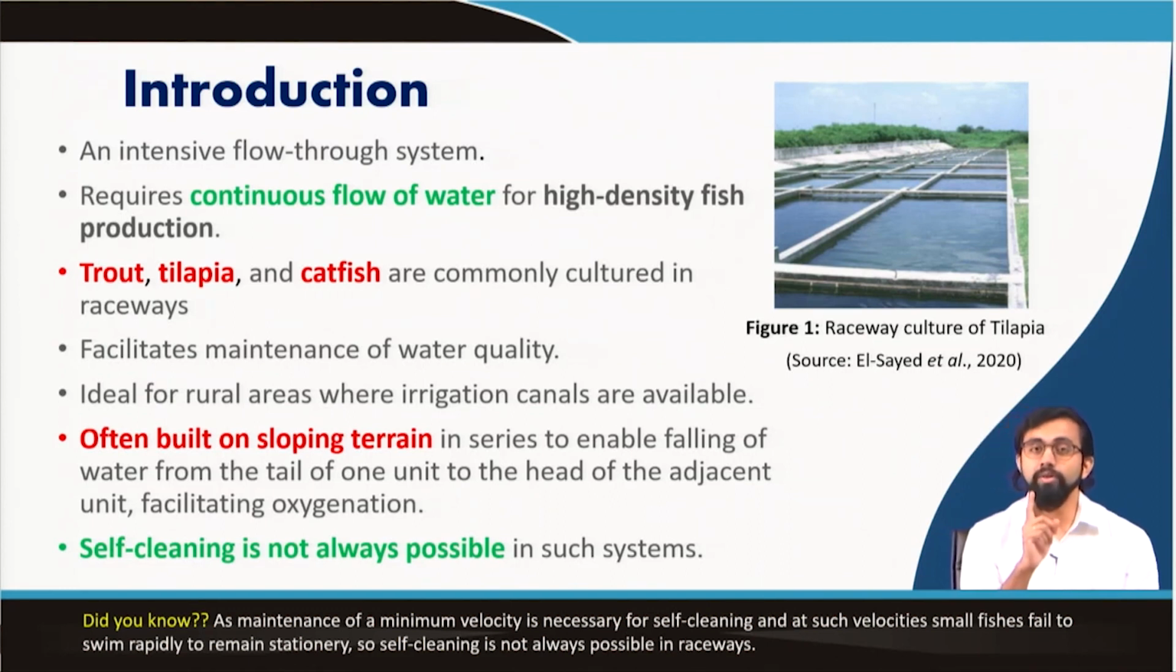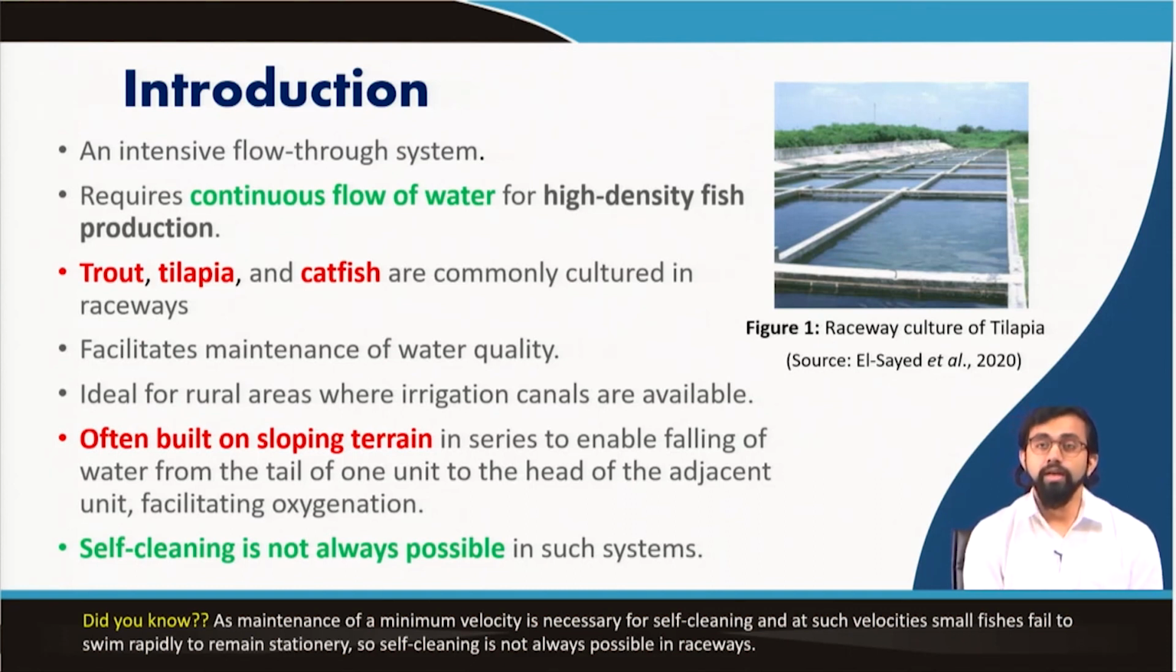There is one reason behind it: these species can withstand some minor environmental changes as well. Because in a raceway a continuous flow of water is being maintained, sometimes there is a possibility of some water deterioration, or some of the water quality parameters can deteriorate. In this kind of case, fish like tilapia and catfish can easily survive, because they can withstand these minor environmental changes that can take place in the raceways. It can facilitate the maintenance of the water quality.